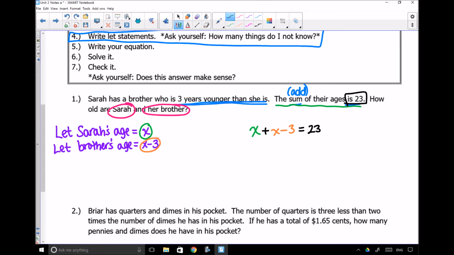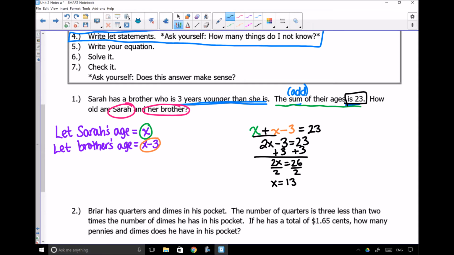Now that we've gotten to this point, the rest is easy. It's just a regular equation to solve. So let's go ahead and solve our equation. So x plus x is 2x. So I get 2x minus 3 equals 23. Then I'm going to add 3 to both sides. So I get 2x equals 26. Divide both sides by 2, which means that x is 13.